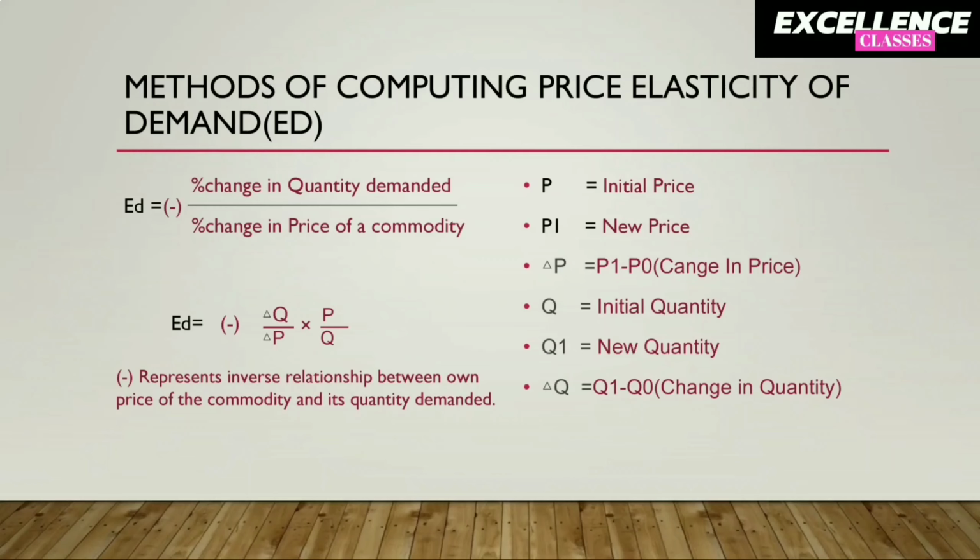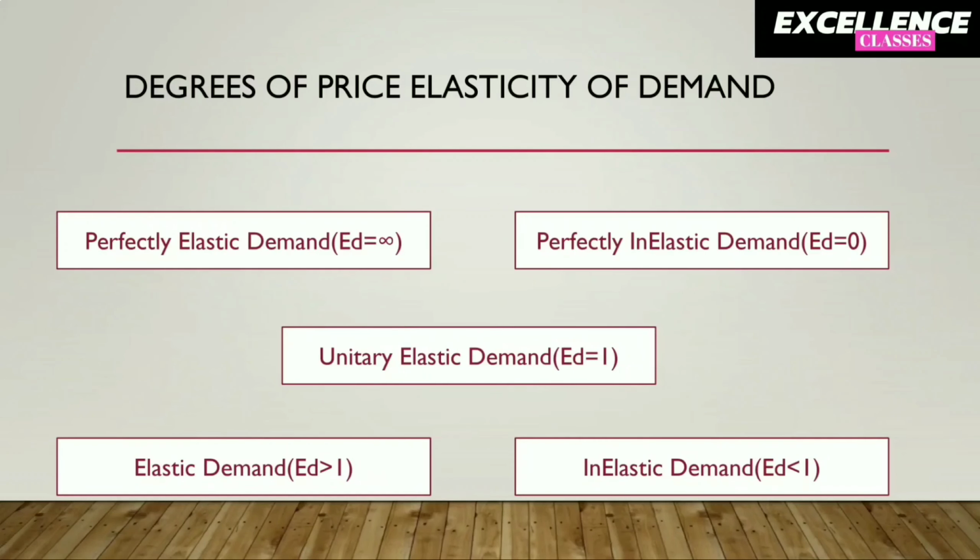Now the next and the most important topic of this chapter is methods of computing price elasticity of demand, as it is a numerical portion, so it will be discussed in the next part of this video. Now there may be 5 stages where the price elasticity of demand may rely, which are known as degrees of price elasticity of demand, and these degrees are perfectly elastic demand, perfectly inelastic demand, unitary elastic demand, elastic or relatively more elastic demand, inelastic or relatively less elastic demand.